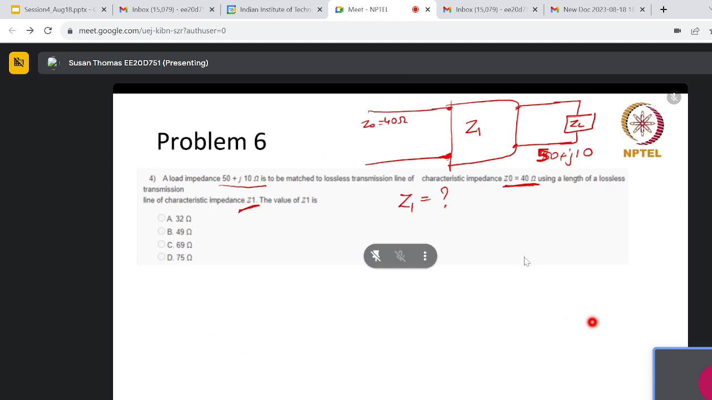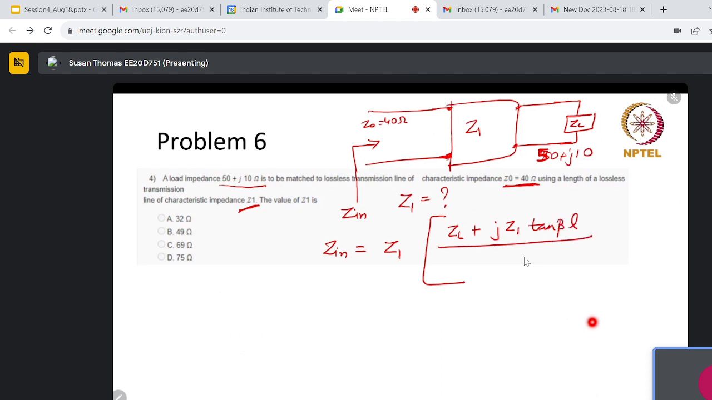Okay, so let me give you some clues onto this. If you look at this particular network, can you try to find out the Zin, that is the input impedance. So input impedance Zin is equal to Z1 into ZL plus jZ1 tan beta L divided by Z1 plus jZL tan beta L.